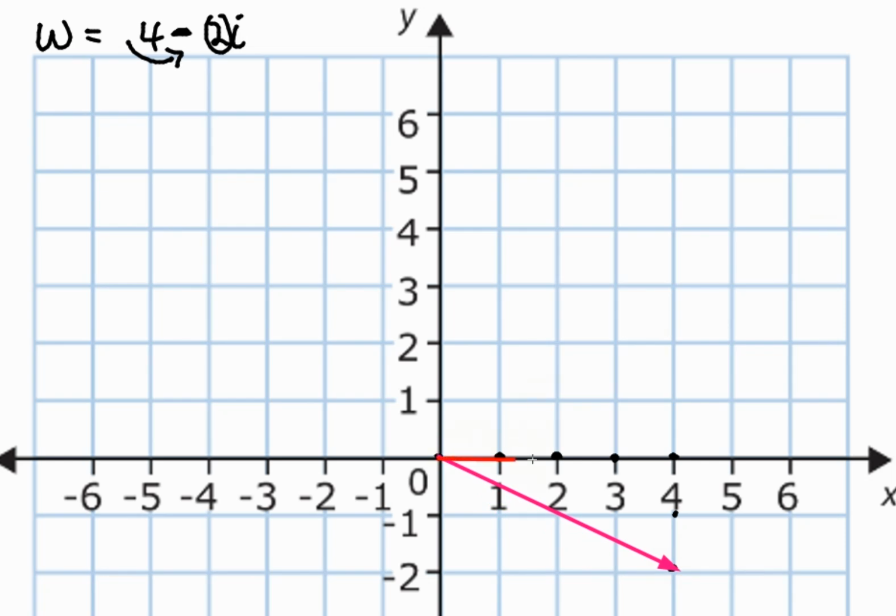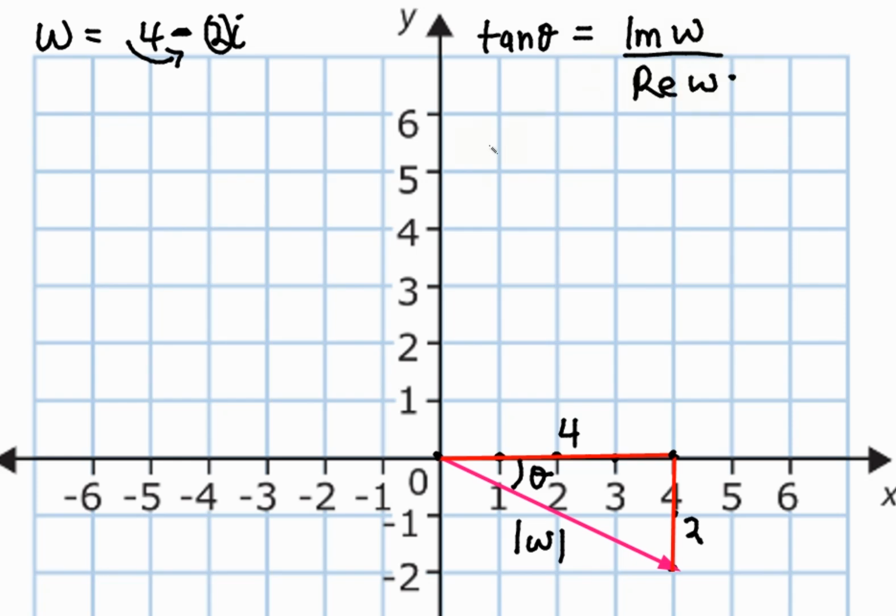We create the right angled triangle. So it is clear that from the origin up to this point we have 4 units, and then from here up to here we have 2 units. We have an angle theta, and we need to obtain the size of w. Okay, so to obtain the value of theta, we shall say tan theta is equal to the imaginary part of w over the real part of w. So theta is equal to tan inverse.